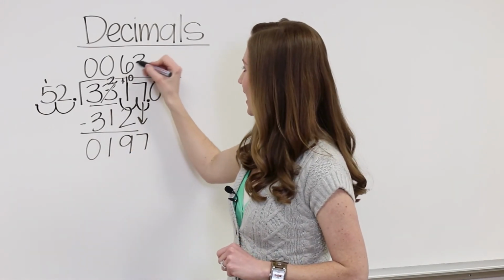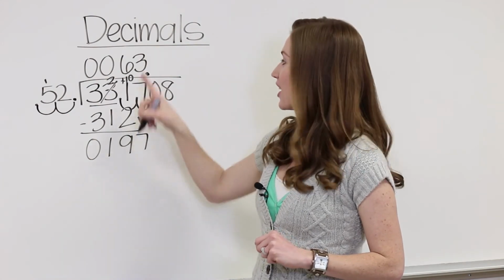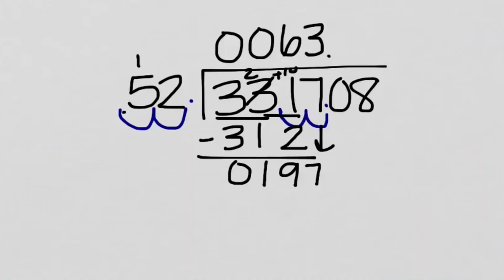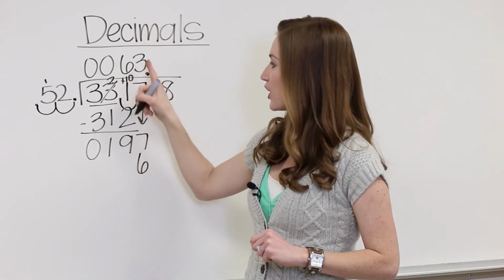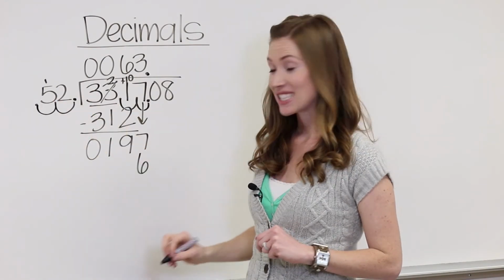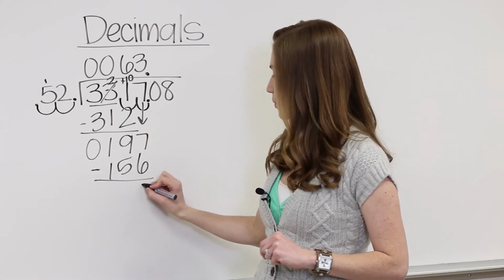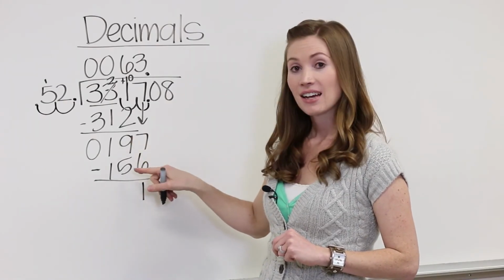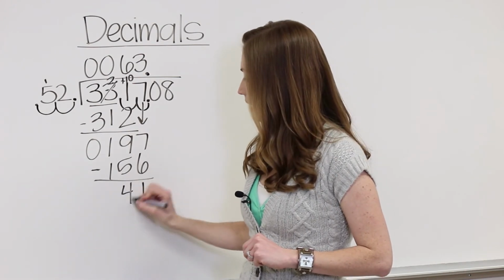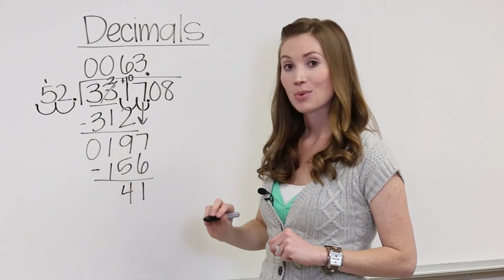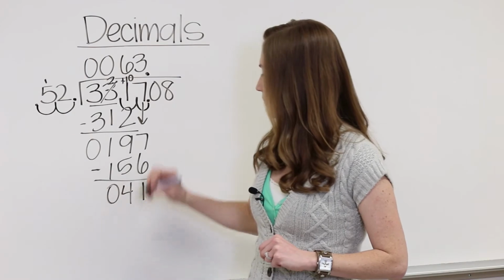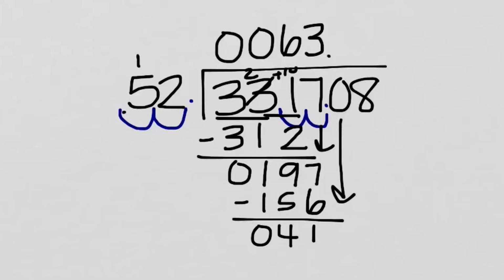If you said 3, that's correct. 3 times 2 is 6. 3 times 5 is 15. Let's subtract. 7 minus 6 is 1. 9 minus 5 is 4. 1 minus 1 is 0. Now let's bring down our 0.